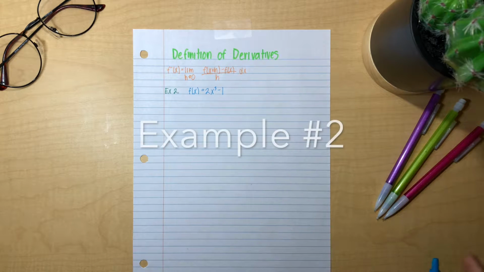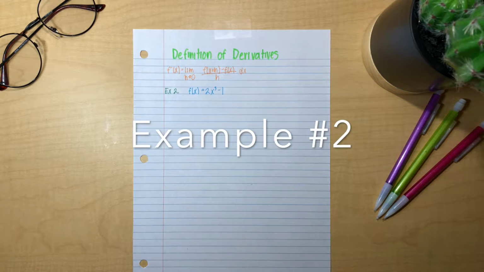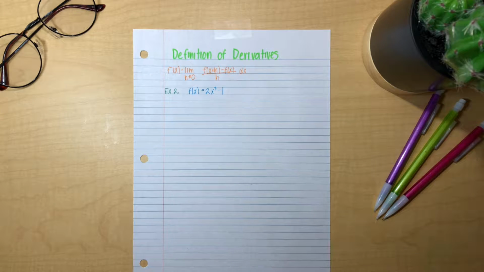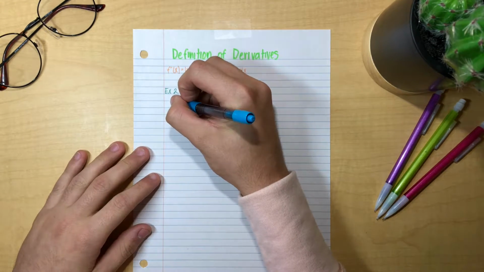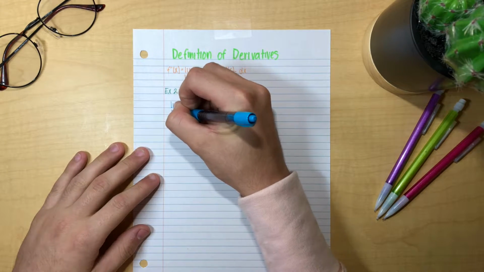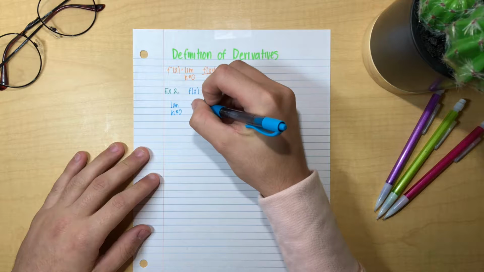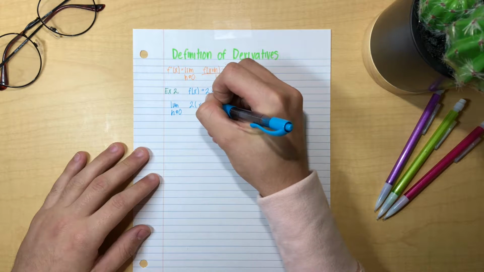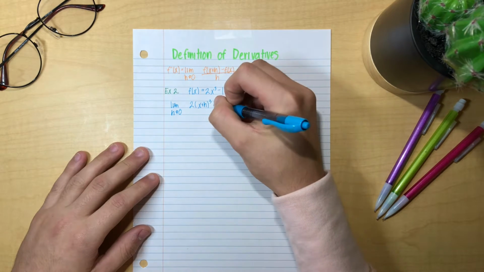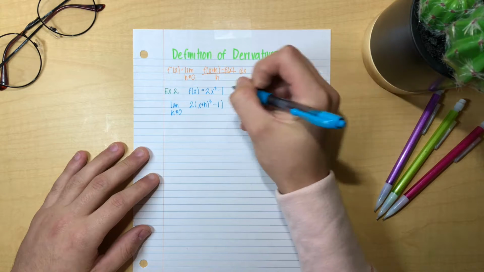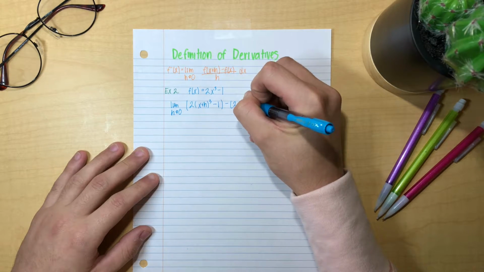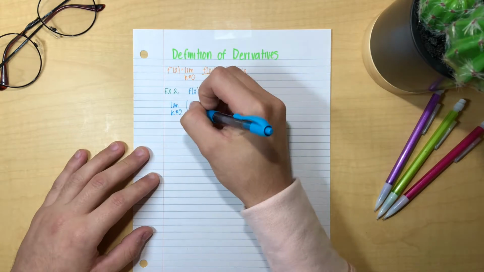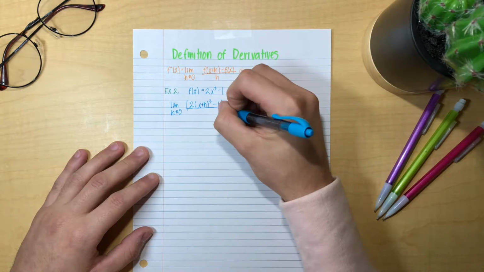Yay! Example number 2. Okay guys, so now we're going to find the derivative of f of x equals 2x cubed minus 1. So remember, we're going to use the formula right above. So what we do is limit of h approaches 0 of 2 times x plus h cubed minus 1 parentheses minus 2x cubed minus 1 all over h.